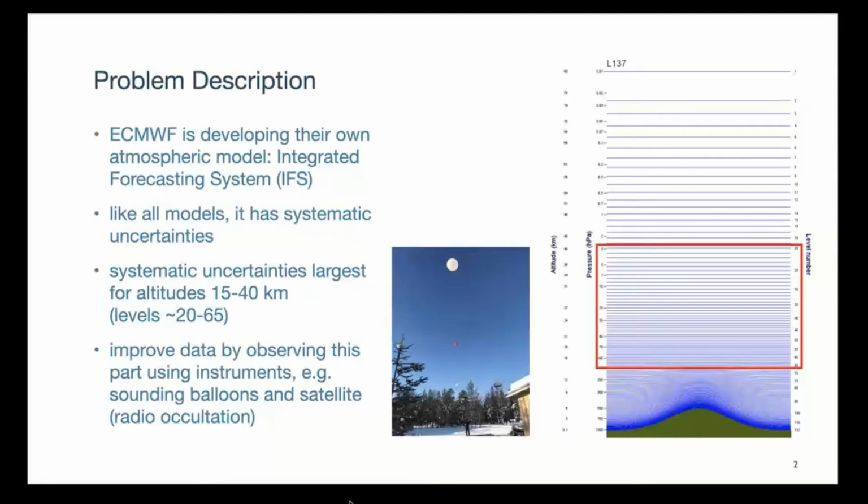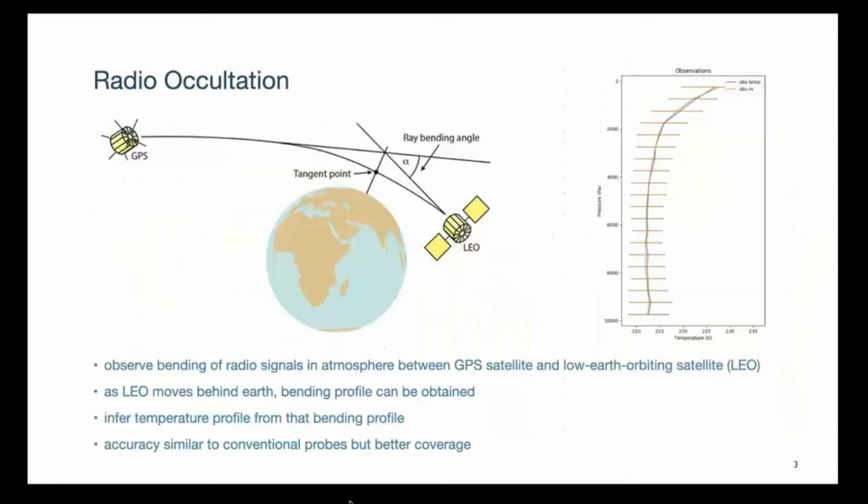You can improve the situation by first gathering more data, and that you can do by, for example, using sound balloons or a technique called radio occultation, which I'll explain very briefly. So what you have here is a GPS satellite in some high orbit, and then a LEO, so low Earth orbiting satellite, receiving radio signals from these GPS satellites. And then what you do is observe the bending angle between these satellites. As the LEO progresses on its trajectory behind the Earth, you can basically get a profile of bending angles, and from that you can infer the temperature of the atmosphere.